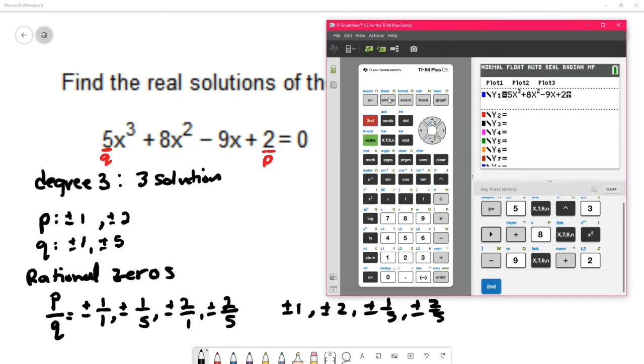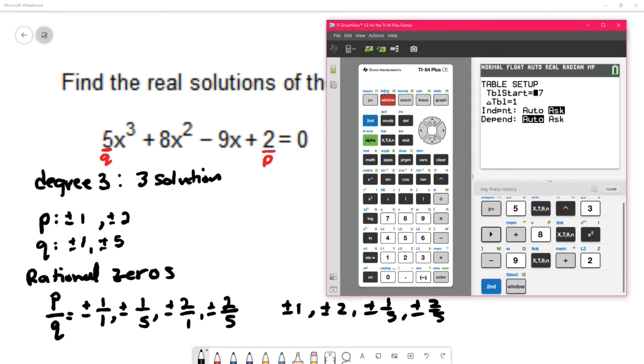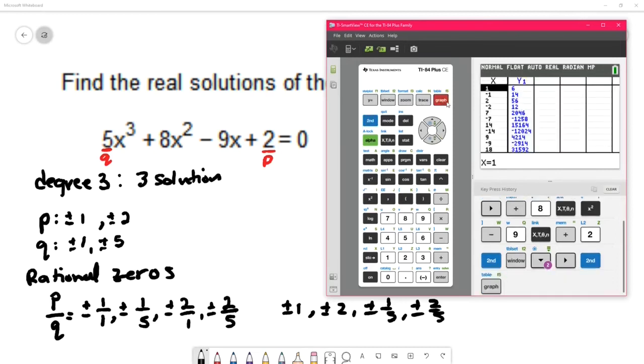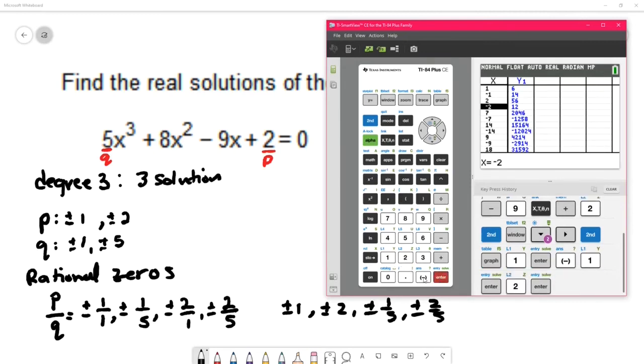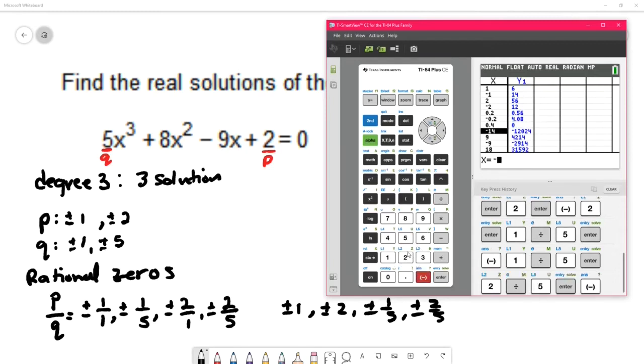So if I go to the table settings, that second window to the table settings, I want to make sure that my calculator is in ask mode. And then I'll go to the table and I'm going to select these values. That's 1 and -1, 2 and -2, 1/5 and -1/5, and 2/5 and -2/5.